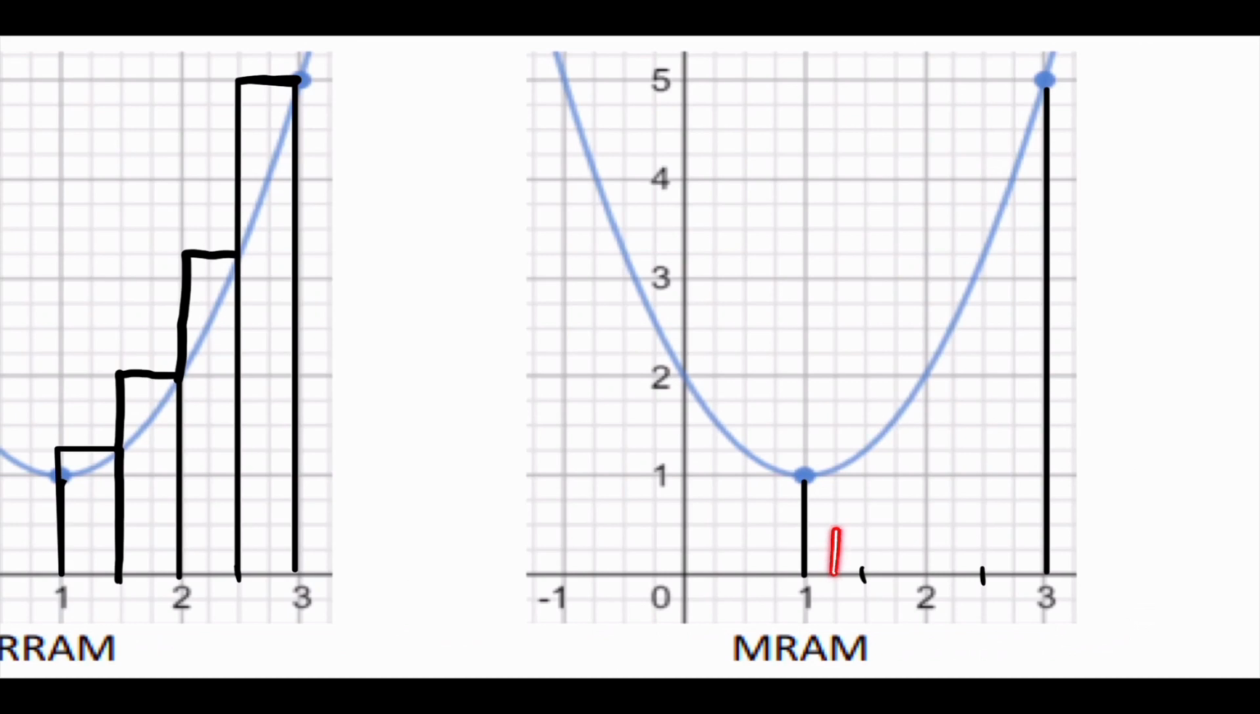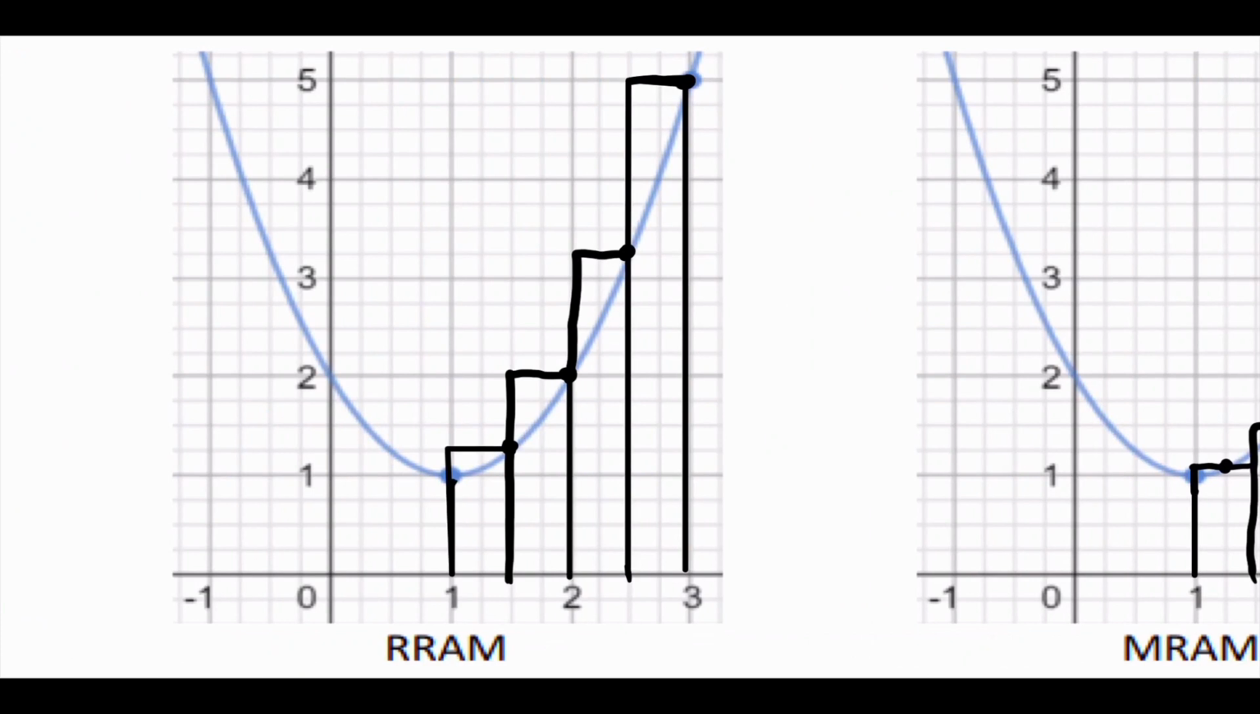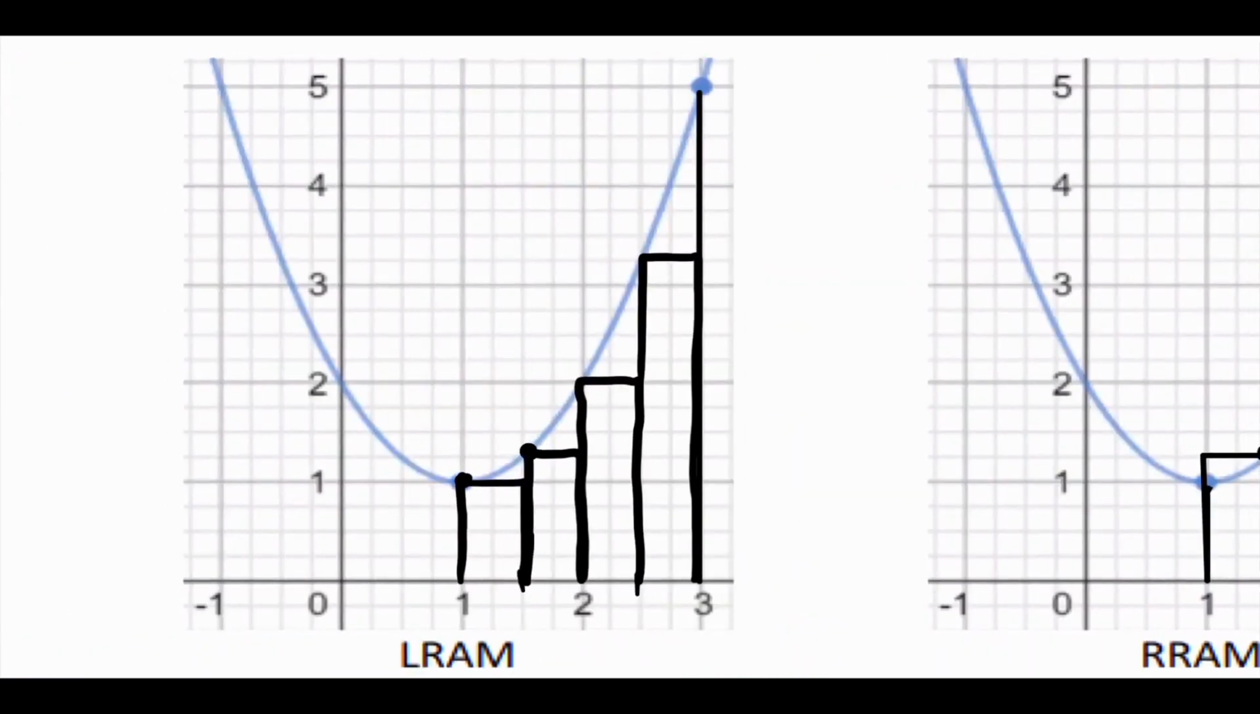So 1.5, you go up until you hit the blue. That's going to be your rectangle. Okay. Same thing. So now it's 1.75. Go up 1.75, make a dot. That's going to determine the height of my rectangle. 2.25. 2.75. And done. Okay. So that's how you draw the rectangles.